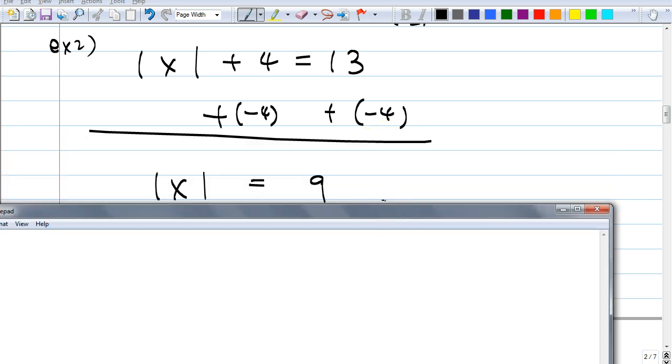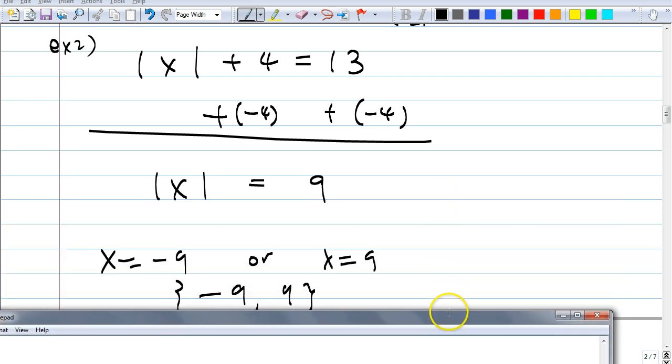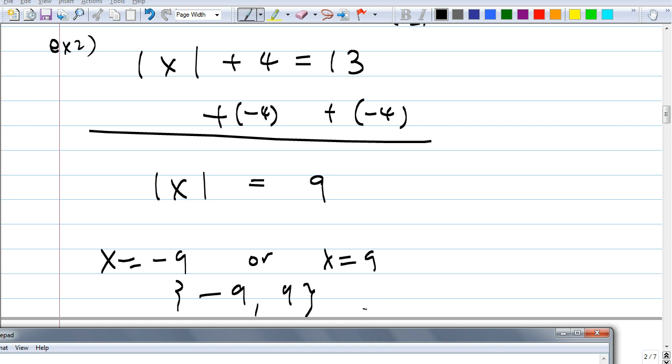I'm done, right? No, am I solving for absolute value of x or actual x? X. So can somebody tell me what the answer of this might be? Turns out there are 2 ways for this to be true. Camilla, what are 2 ways? X could be negative 9 or positive 9. Or you could write it as a set.